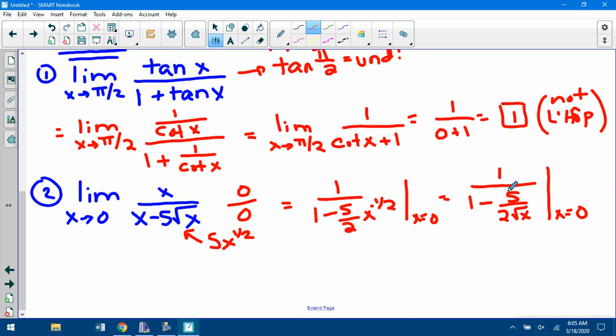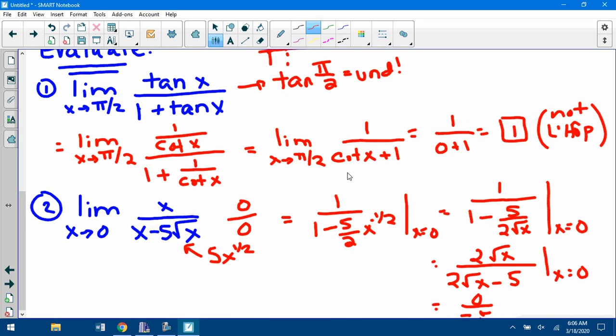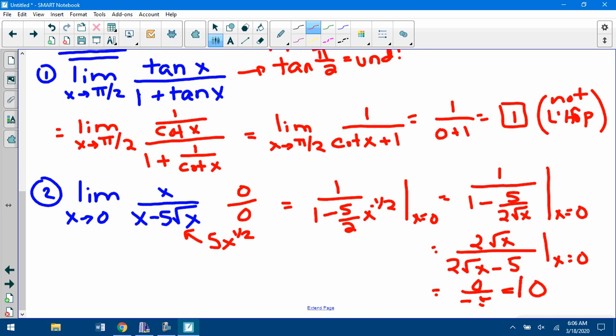Treat it as a complex fraction again, multiply every piece by 2 radical x. So it's going to be 2 radical x on top over 2 radical x minus 5 on the bottom, evaluated at x equals 0. And then finally, when I plug in 0, 2 radical 0 is 0 on top, 0 minus 5 on the bottom. What's 0 over negative 5 equal to? That's just that situation, 0 over a number. So your limit is 0. Good? Of course it is.